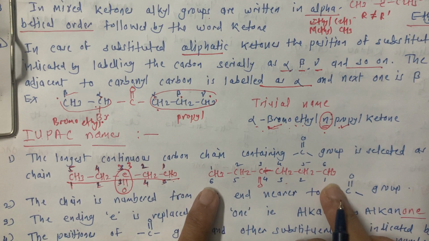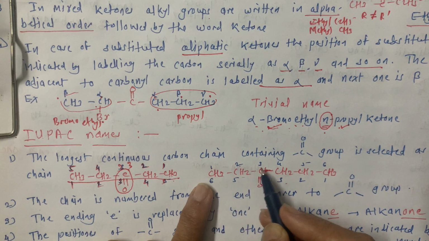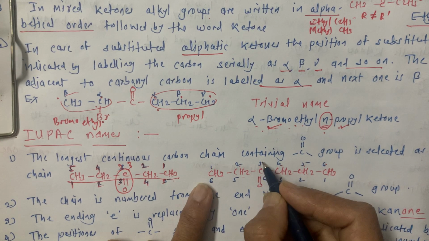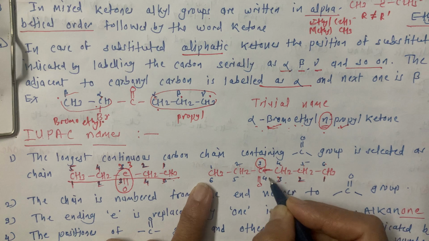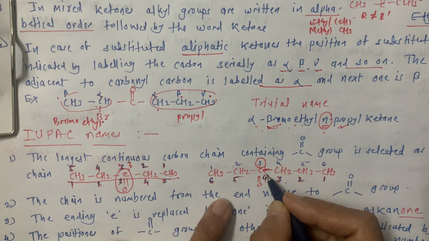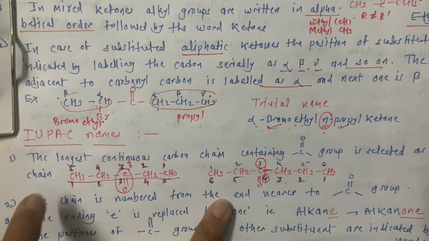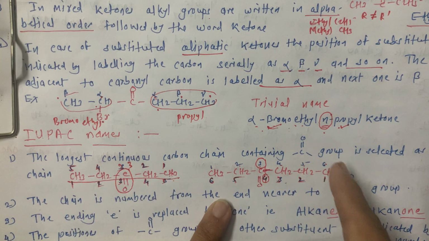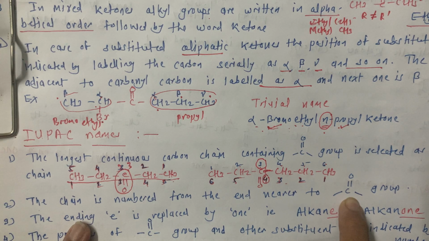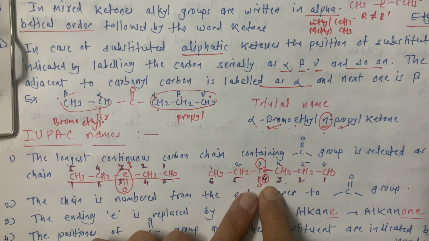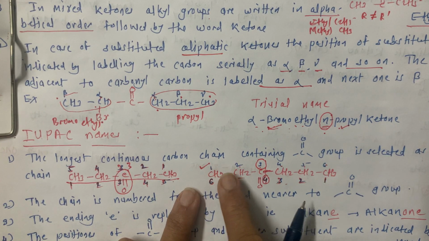Now what is the situation over here? See, if you number from the left hand end, then this is 1, 2, 3, 4, 5, 6, so this is on number 3. But if you start from this end, then this is 1, 2, 3, 4, 5, 6, so this is on 4. So which one is correct? According to the rule, the longest continuous chain is selected as the parent chain. But the numbering is from the end nearer to the C double bond O group. So which is nearer, 3 or 4? 3 is nearer. So you have to number from the left hand end.